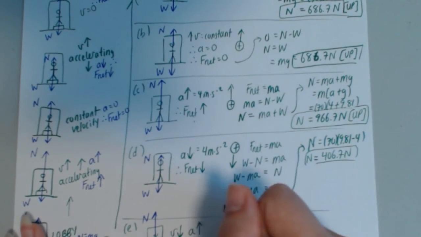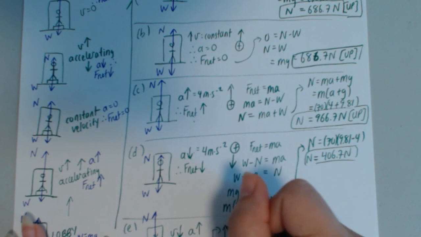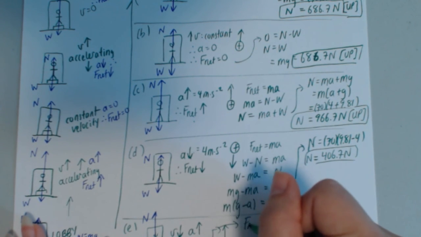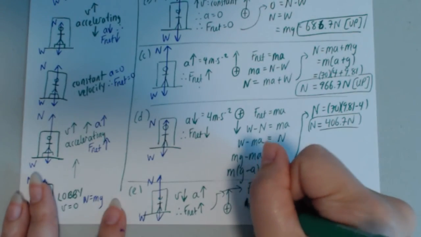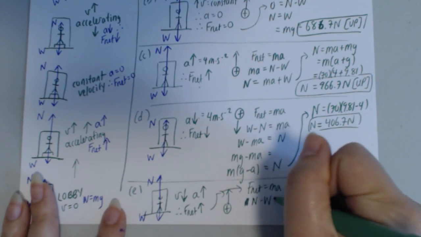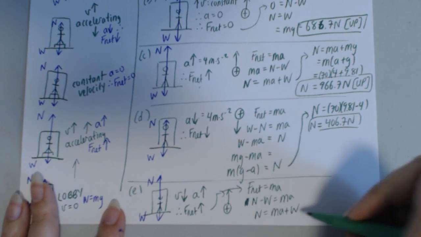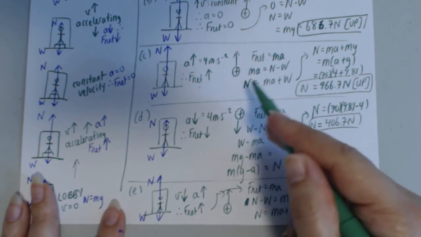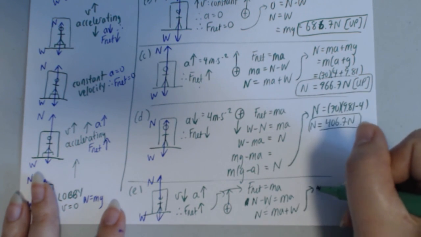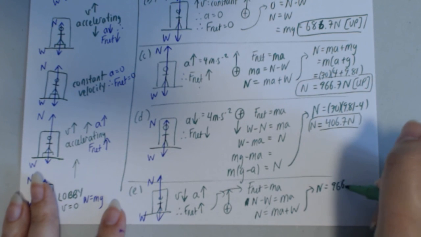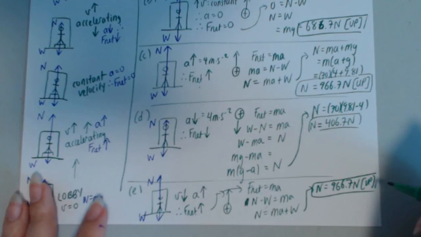So if my net force is going up here, my acceleration's up, therefore my positive direction is up. So we have F net equals ma. So F net is going to be N minus W equals ma. N equals ma plus W. Well, okay, this is already looking exactly like part C. So it's coming out to be exactly the same answer because it's mimicking the same scenario. But if you really want, you can actually just crunch it all out again.